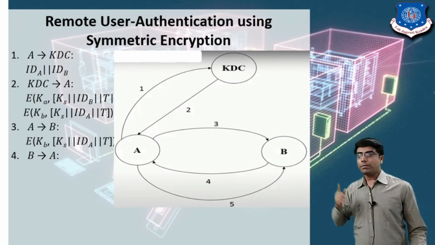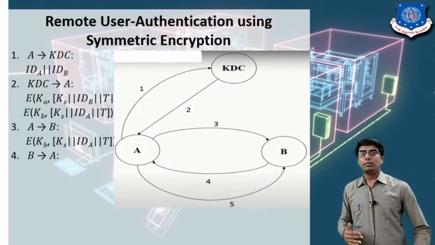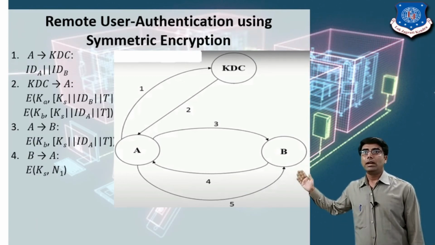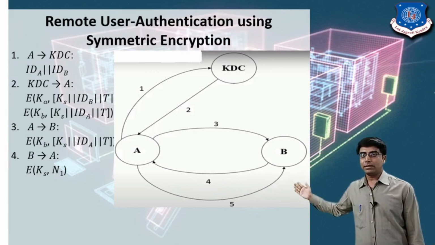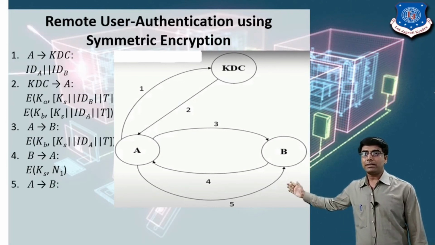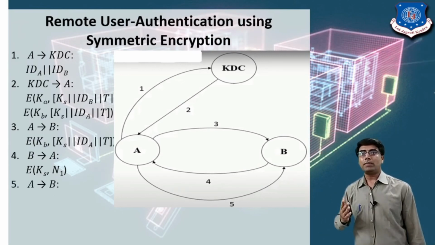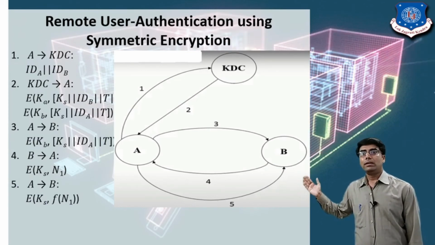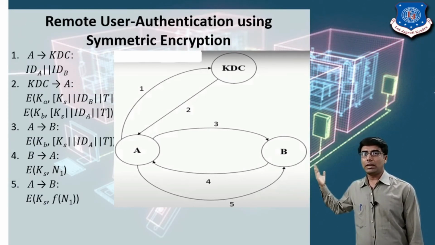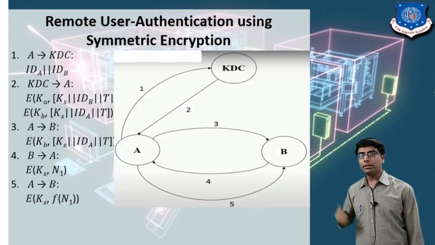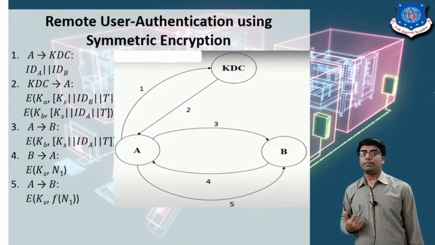Now in step number 4, B replies to user A, and that reply message is encrypted using the session key and generates the nonce N1. Now user A will send the message to B, and this message is encrypted using the session key and the nonce, which was already generated by user B. So this is the simple scenario of the Denning process.